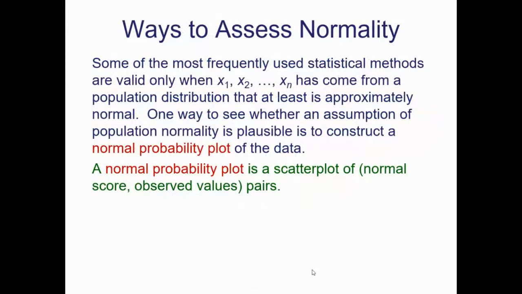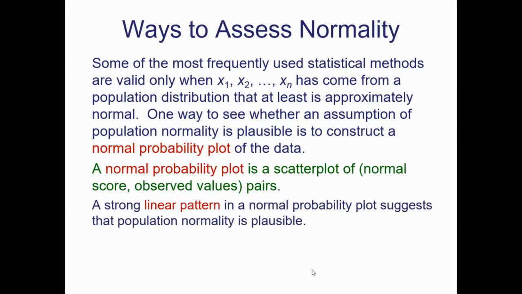Okay, so like I said earlier, we need to be able to assume normality to do a lot of the methods we're about to learn. To do a scatter plot, we put the normal score on the x and the observed value on the y. If we get a strong linear pattern, then it's plausible that we can assume normality.